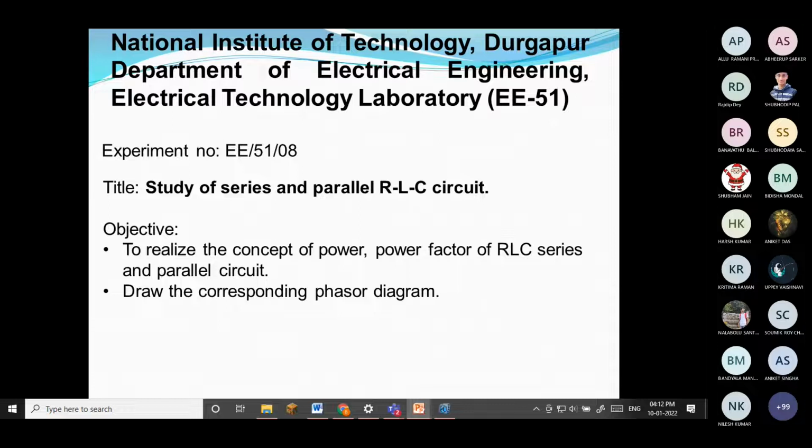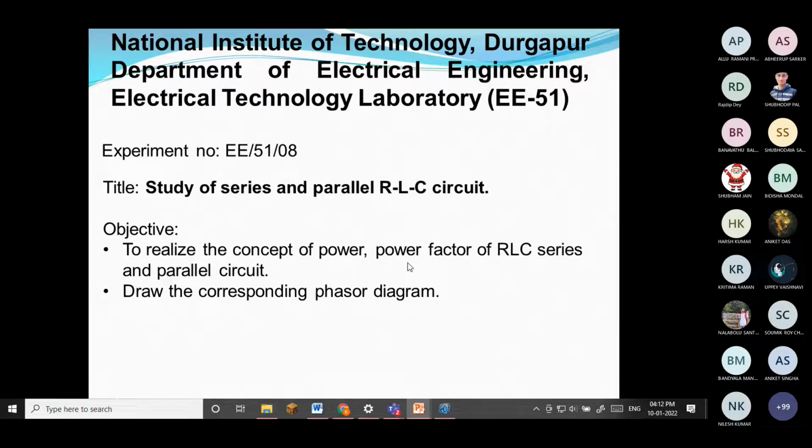So it is experiment number 8, study of series and parallel RLC circuit, right? And what is the objective of this experiment? To realize the concept of power. What is power? As in case of DC circuit, you have learned that voltage into current is the power, right? So the voltage difference V1 minus V2 into the current is also called the power.